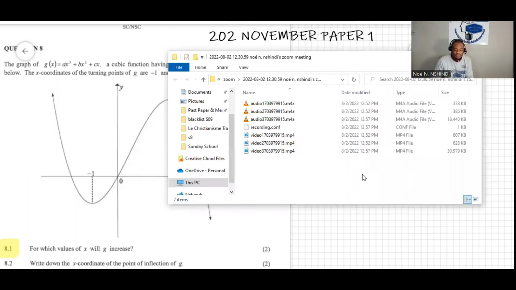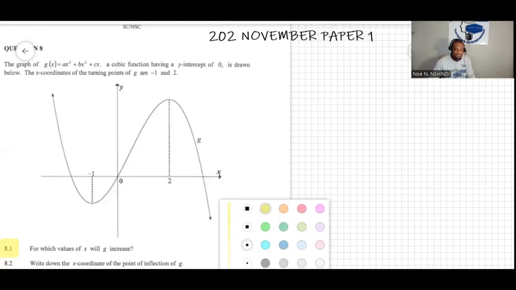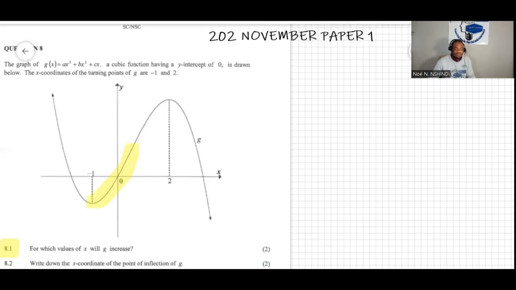Now we have 8.1. The question 8.1 says for which value or values of x will g increase. Now we can see the function increases only in between the turning points. In this case, the function increases between the turning points from -1 to 2. So we can answer it over here. We say -1 is less than x and x is less than 2. This is the way to say from -1 to 2.